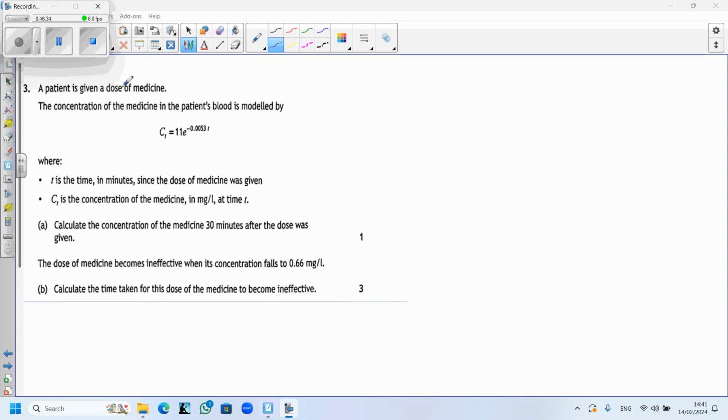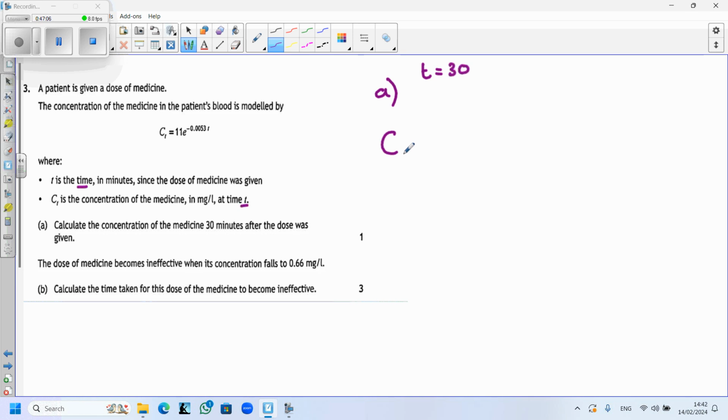A patient is given a dose of medicine. The concentration of the medicine in the patient's blood is modelled by C(t) = 11e to the minus 0.0053t, where t is the time in minutes and C(t) is the concentration of the medicine at time t. So part A, it says calculate the concentration of medicine 30 minutes after the dose was given. So they're telling me that t is equal to 30. So we go to our formula and we sub in t equal to 30.